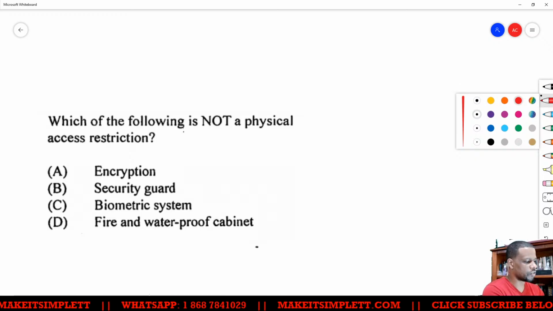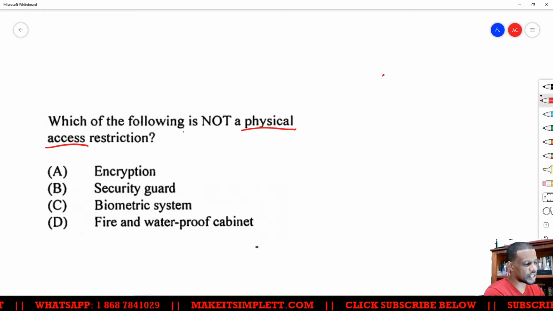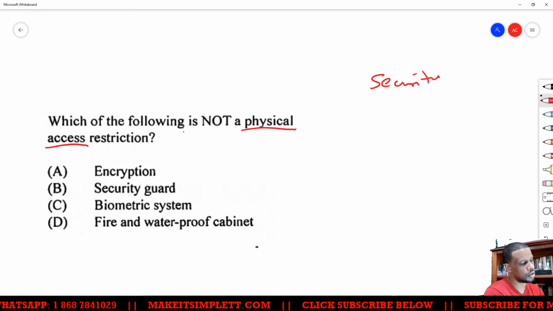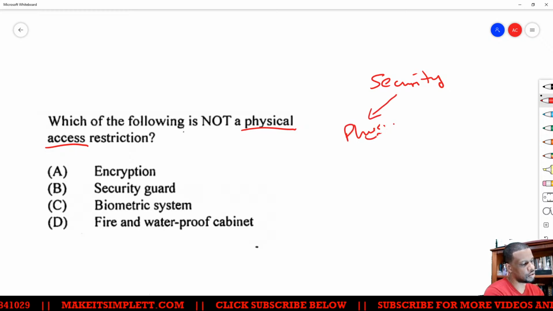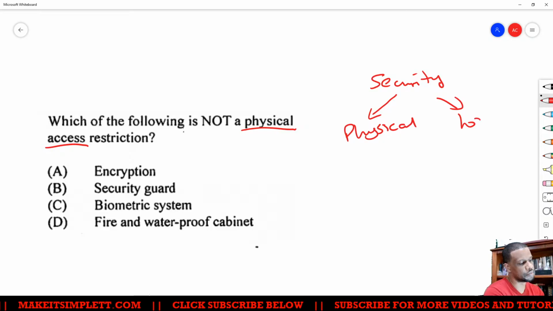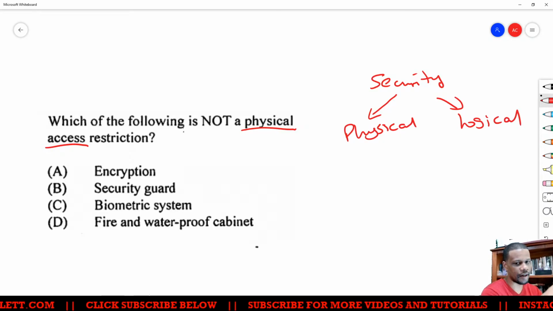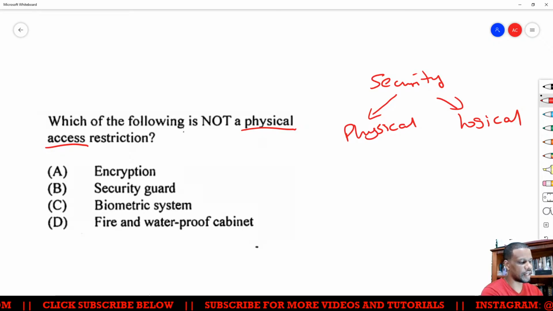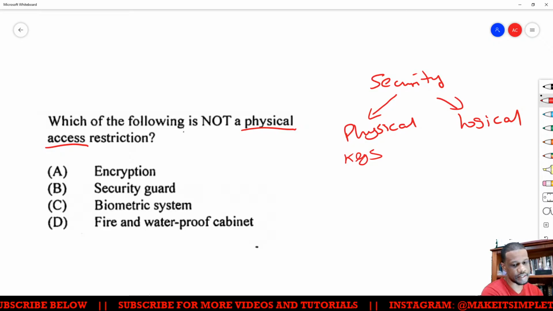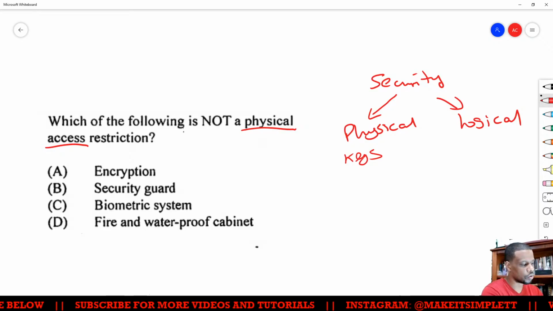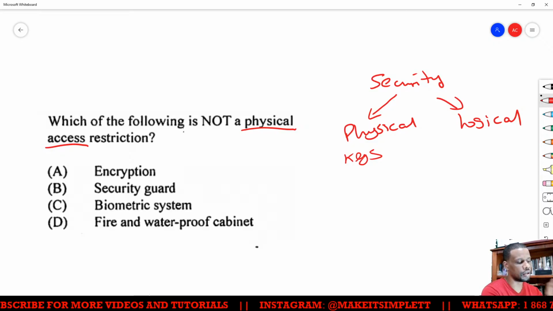Right, so which of the following is not a physical access restriction? Remember, when you have security, you would usually have physical and then you would have logical. So physical security and logical security have different parts. Physical would be like keys and things and locks. Logical is the things that you could do on a computer. So only the things that you do on a computer would be not physical.